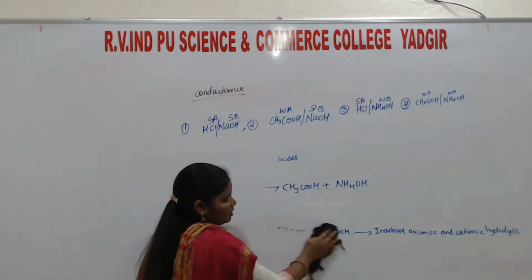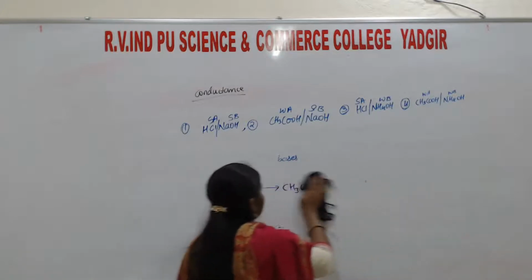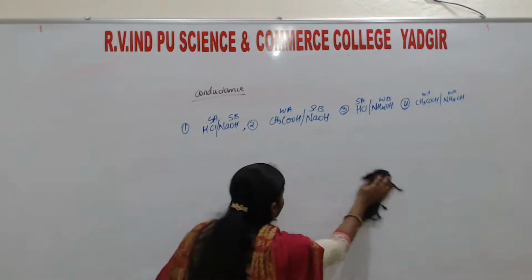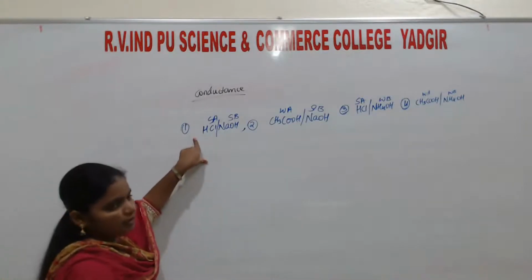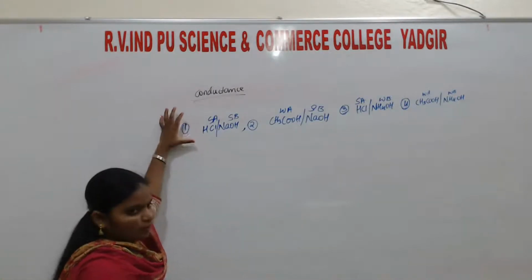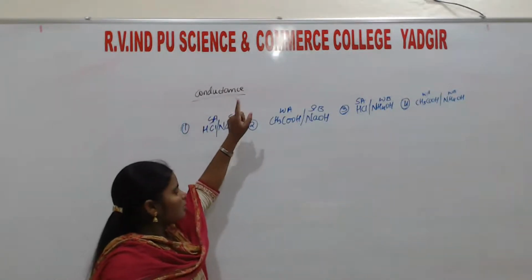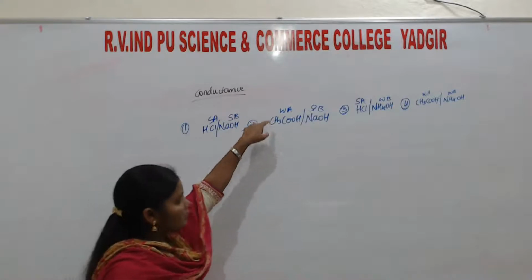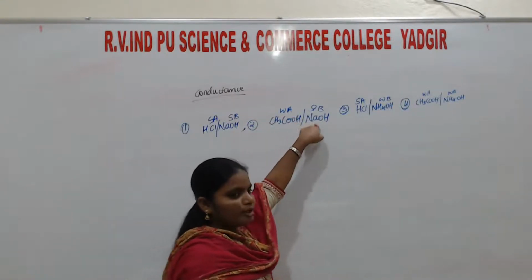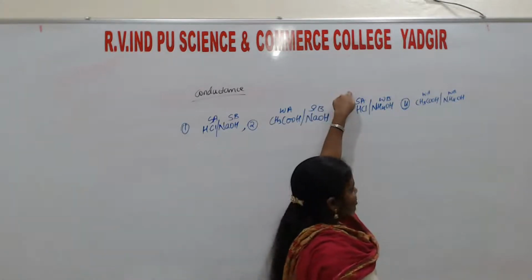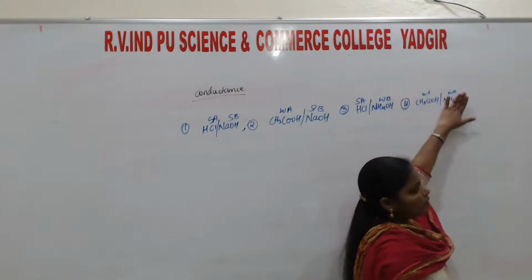This reaction is known as the anionic and cationic hydrolysis. Okay, see here, this is the first one. This is a conductometric titration, strong acid versus strong base. And here, conductometric titration, weak acid versus strong base. Conductometric titration, strong acid, weak base. Conductometric titration, weak acid, weak base.